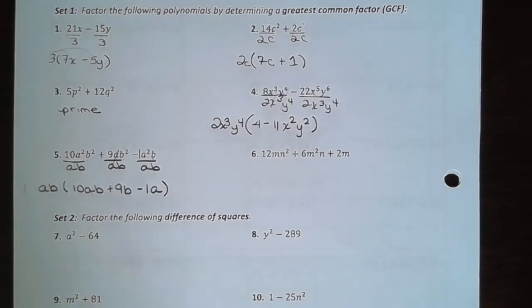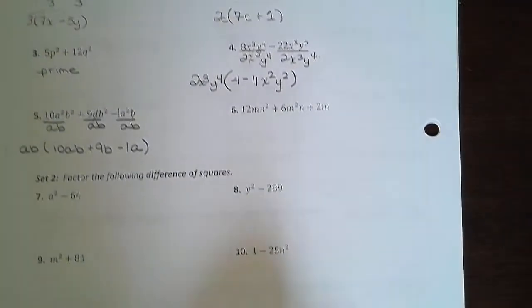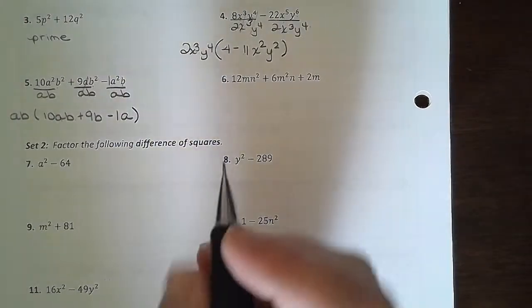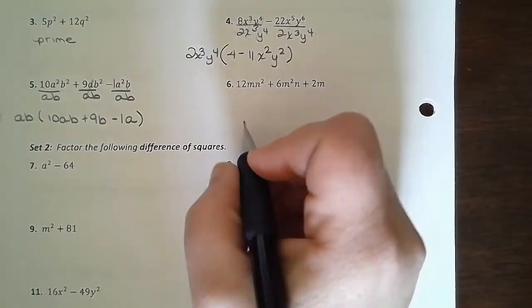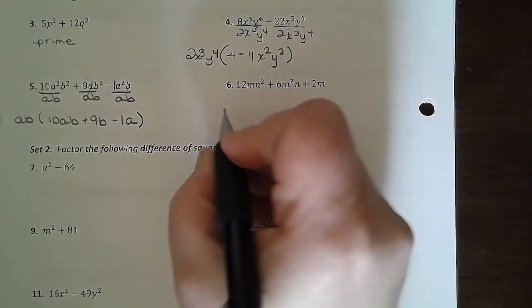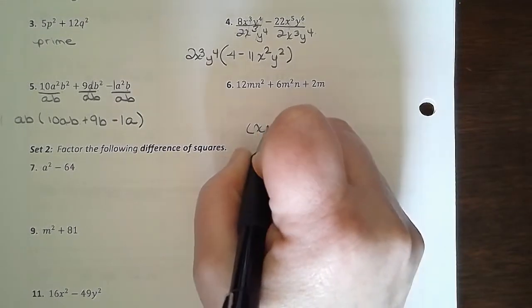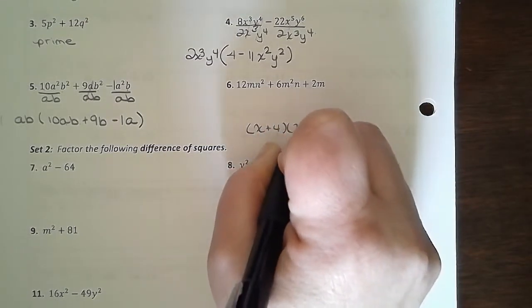All right, so that's enough of the greatest common factor. I wanted to give you guys some practice for that. But what about difference of squares? Difference of squares, if you noticed, when we had a product of a sum and a difference, so let's just say we have x plus 4 times x minus 4.